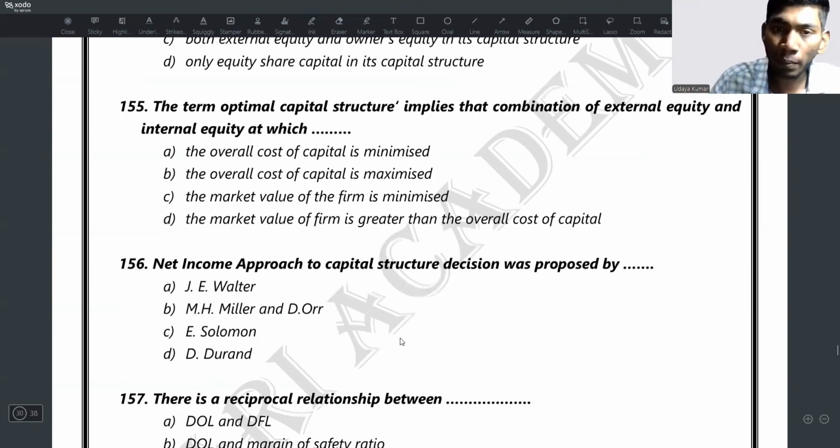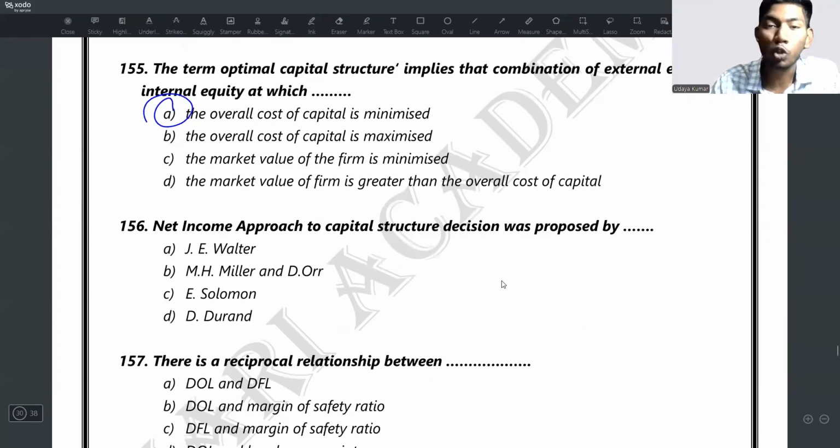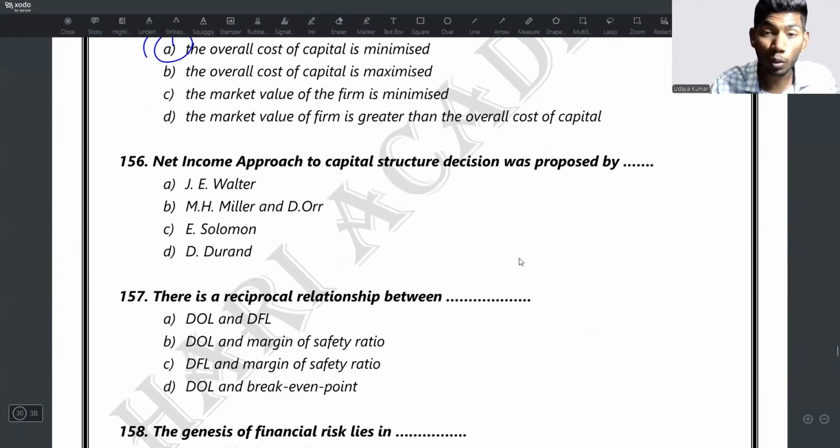The term optimal capital structure implies that combination of external equity and internal equity at which the overall cost of capital is minimized. The combination in the capital structure implies that the cost of capital is minimized. Moving to question 156. Net income approach to capital structure decision was proposed by whom? Quite easy. Durand's model, right?